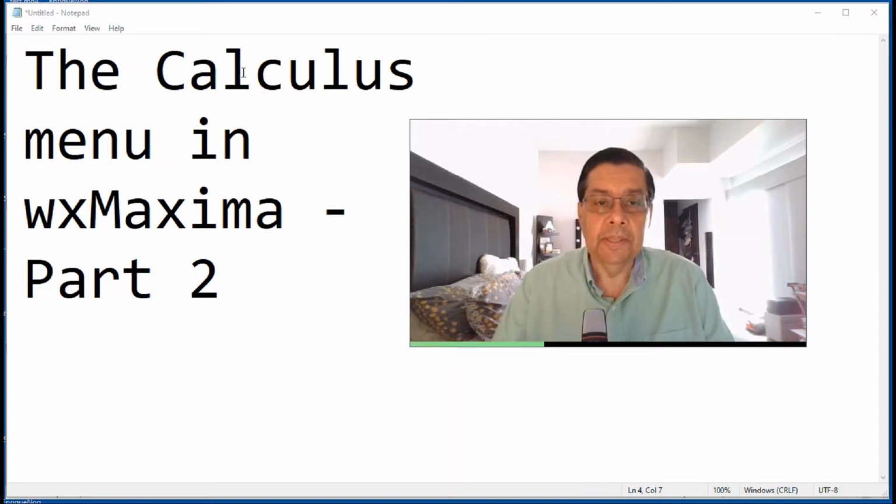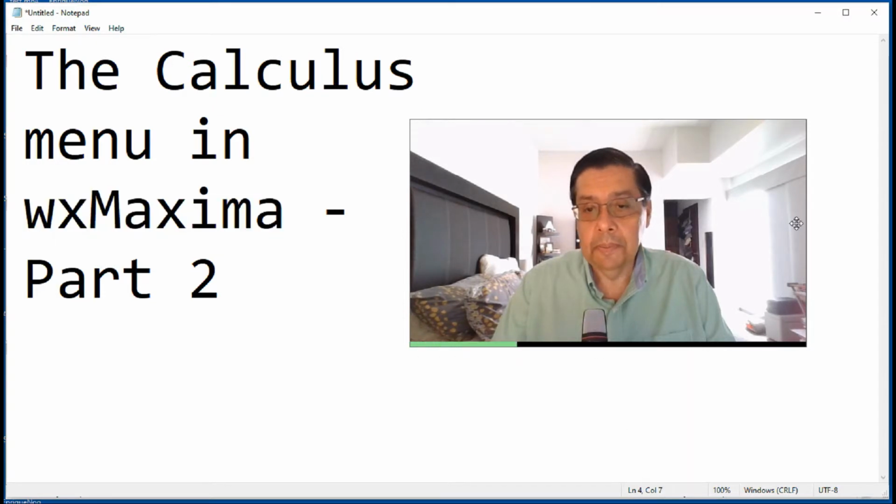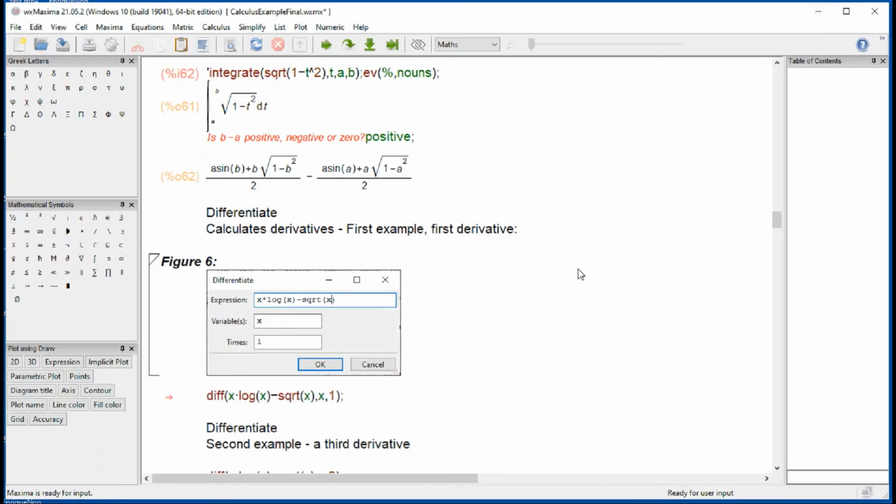We continue presenting the calculus menu in the wxMaxima interface, following up from where we left off in the last video, and that's in this document. We're going to start with differentiation, the calculus of derivatives.